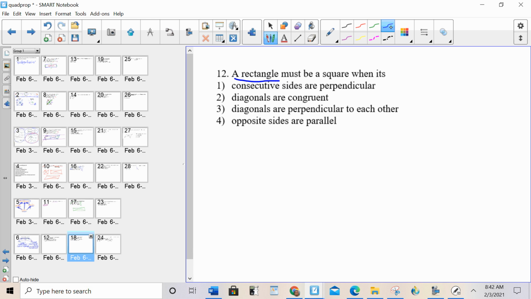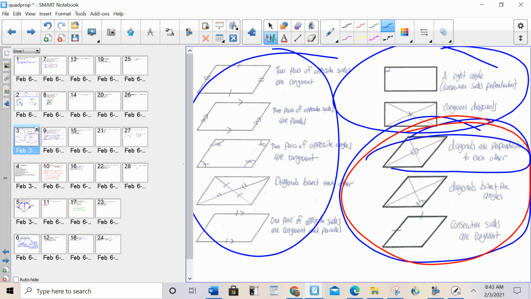Which is a property, which is a way to prove a rhombus? Choice 3. Consecutive sides are perpendicular makes it a rectangle. That's a right angle. Diagonals are congruent is a property of the rectangle. Again, it's already a rectangle. I need to have the property of the rhombus. Diagonals perpendicular to each other. There's your rhombus property.